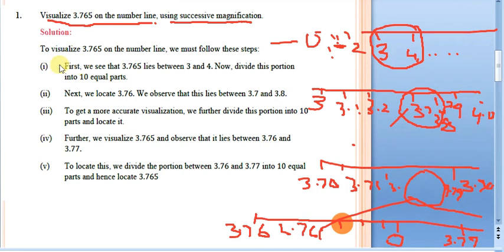So this is the explanation and this is how we have to write the steps also. See, first we see that 3.765 lies between 3 and 4, so that is the first step. After that we locate 3.76, so it will lie between 3.7 and 3.8. Again we have to look at the far ends, 3.76 and 3.77. So when you magnify these 3 times, you get 3.765. So this is how you locate 3.765 on the number line.